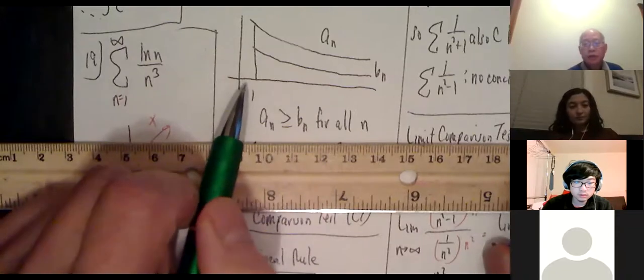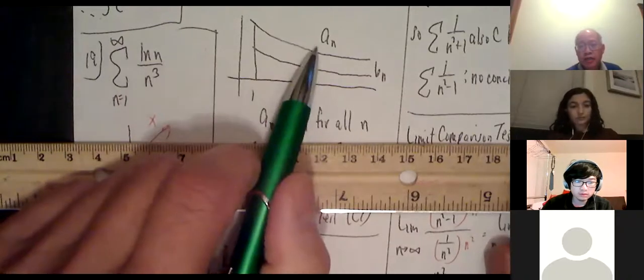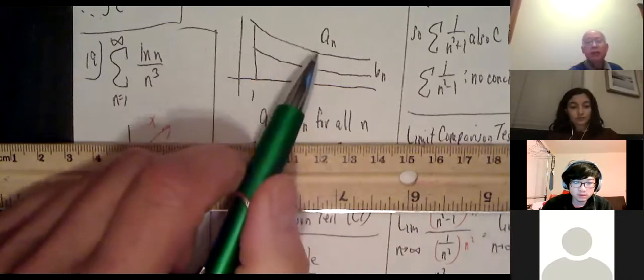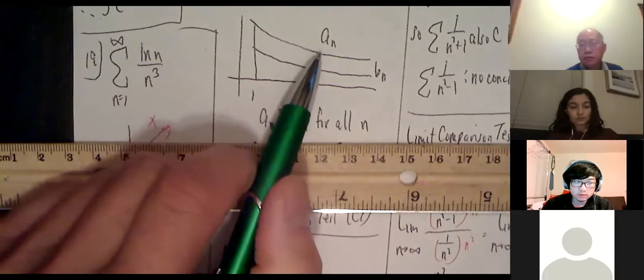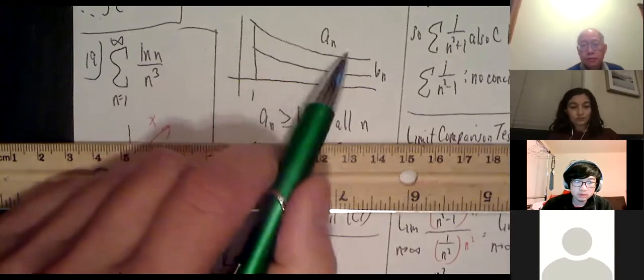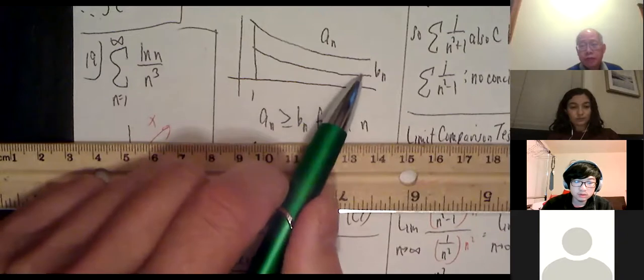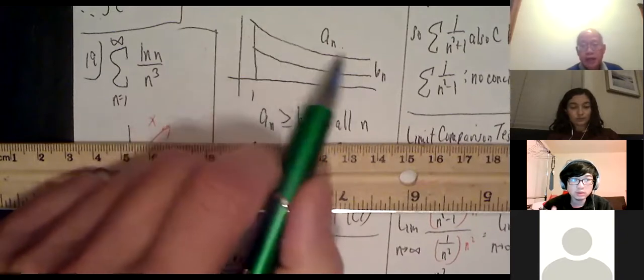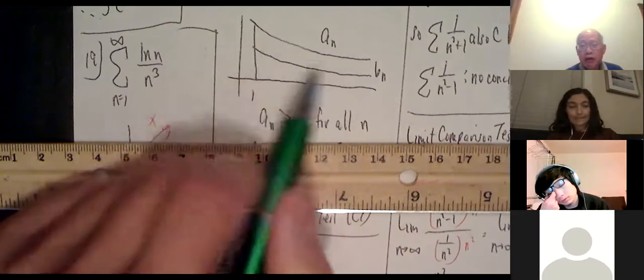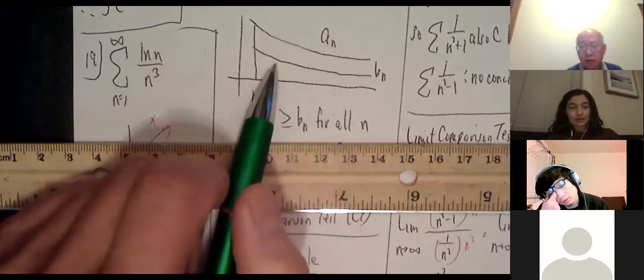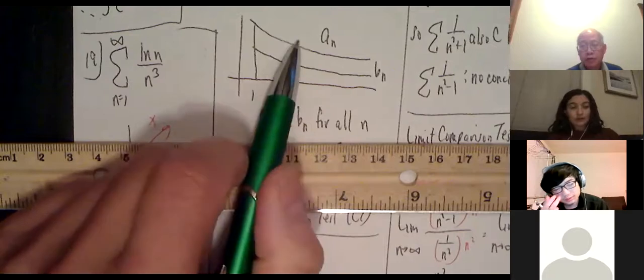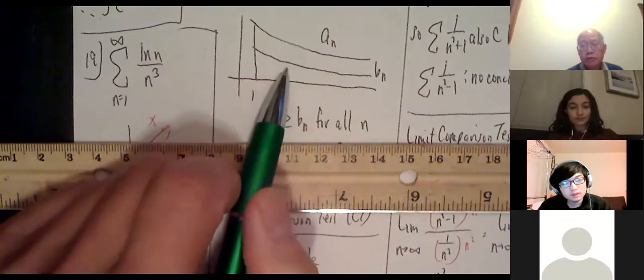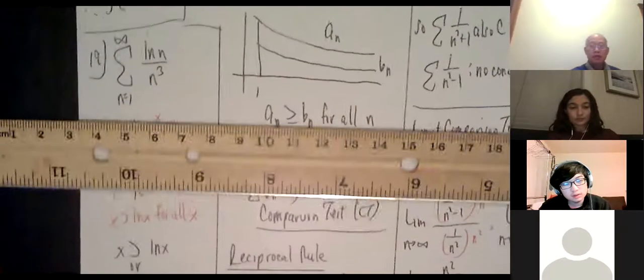Other situation, let's take the bigger one, a sub n. Suppose the a sub n converges. What do we know about b sub n? Also converges, okay? If a sub n converges to a real number, how can b sub n blow up, right? It stays below something which converges, right? That's basically the comparison test.